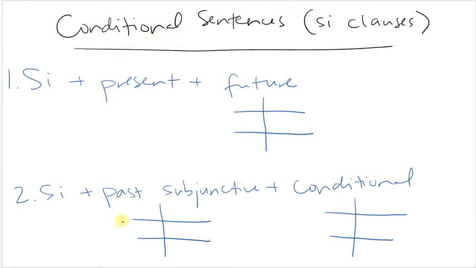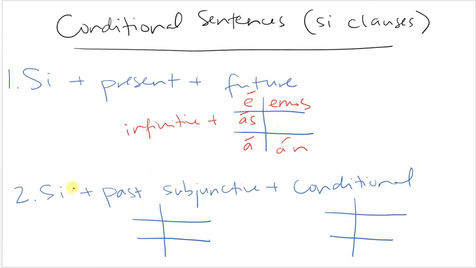So there's two different types of conditional sentences or si clauses. There's si plus the present tense plus the future tense. And I'm not going to go over how to conjugate the present tense because you should remember that. But for the future tense, just in case, remember that you have the full infinitive plus the future tense endings, which are é with an accent, ás with an accent, é with an accent, emos, no accent, án with an accent.